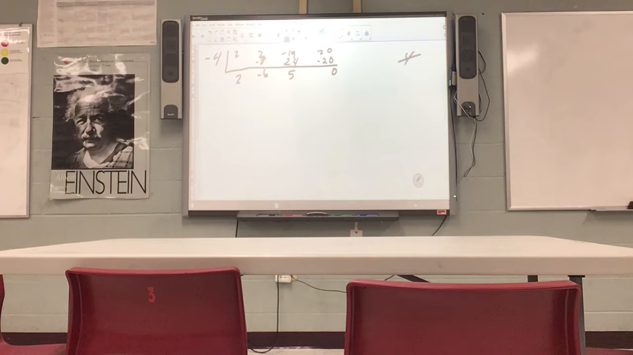Now, I know I'm not going to be able to factor this because look at the other answers that are going to go with negative 4. They got i's in them. So I need to go ahead and write this as my quadratic. 2x squared minus 6x plus 5 is equal to 0. And I'm going to do the quadratic formula with an a of 2, a b of negative 6, and a c of 5. So, x equals negative b plus or minus the square root of b squared minus 4ac all over 2a.